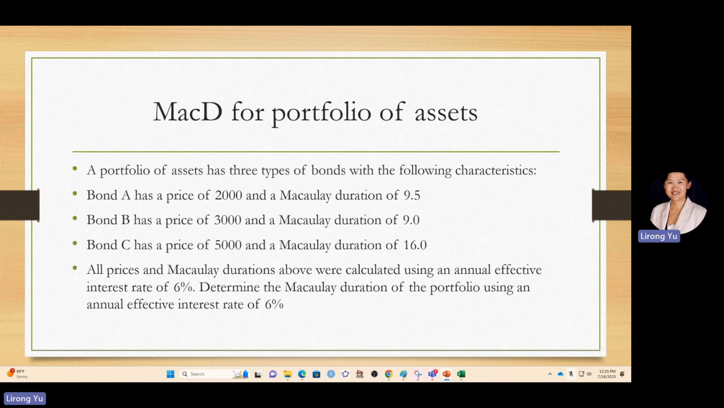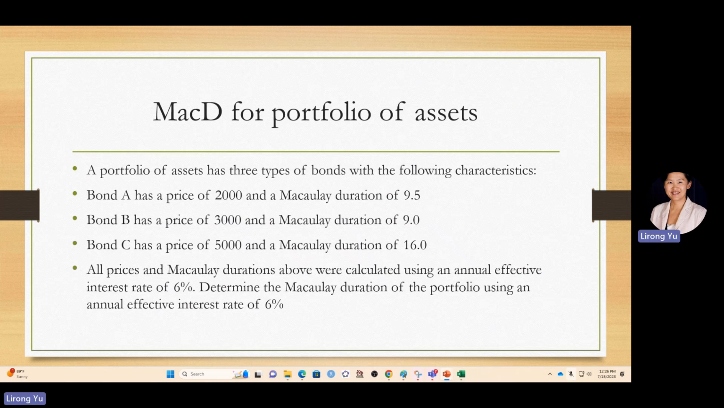All right, how do we calculate Macaulay duration for a portfolio of assets? Suppose we have a portfolio which involves three different bonds. Bond A has a price of 2,000 and a Macaulay duration of 9.5. Bond B has a price of 3,000 and a Macaulay duration of 9. Bond C has a price of 5,000 and a Macaulay duration of 16. So now the question is, we want to determine the Macaulay duration of the portfolio using an annual effective rate of 6%.